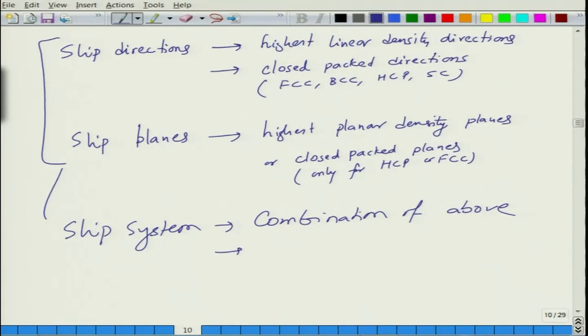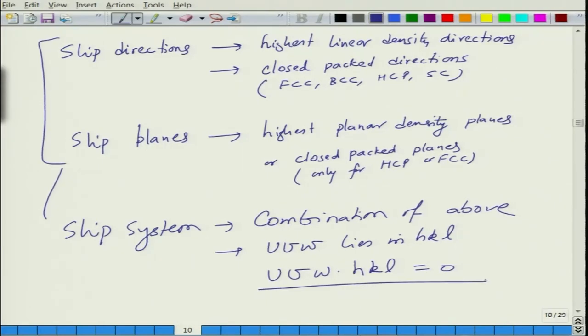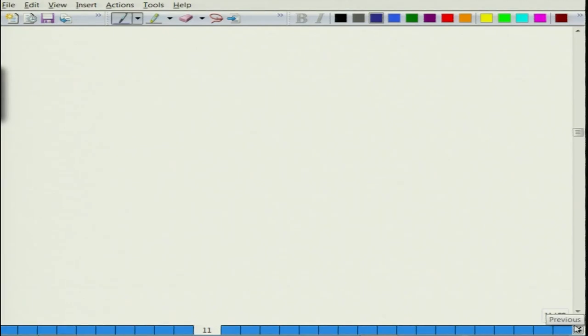But with the condition that UVW lies in HKL. So UVW dot HKL is equal to 0. And this is what the definition of slip system is. So now let's work out the slip systems for FCC.